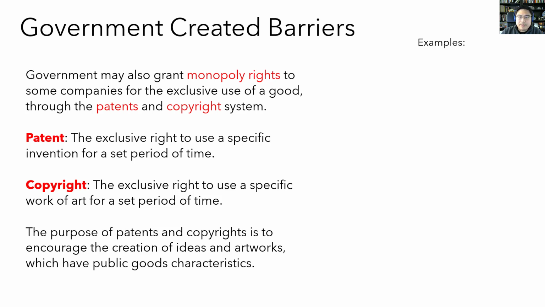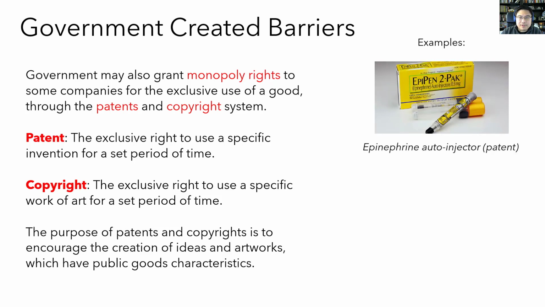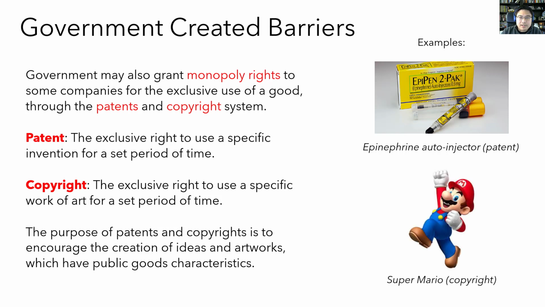So what's the difference between a patent and a copyright? Well, they both grant the holder the exclusive right to use something, but for patents, it's for inventions like a new drug or a new drug delivery method. And for copyrights, it's for works of art, like a character design or a song or a novel or things like that.